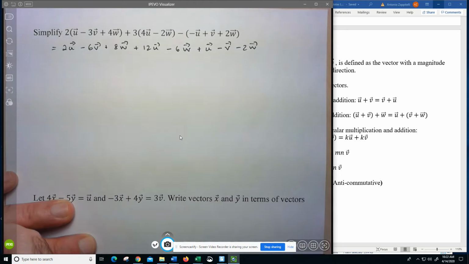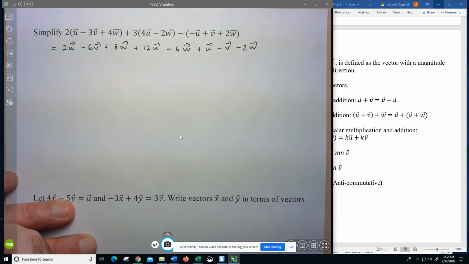So now we can do 2 plus 12 is 14 plus 1 is 15u. Negative 6 minus 1 is minus 7v. And then 8 minus 6 is 2 minus 2 is, well, 2w minus 2w. That's just going to give us the 0 vector.